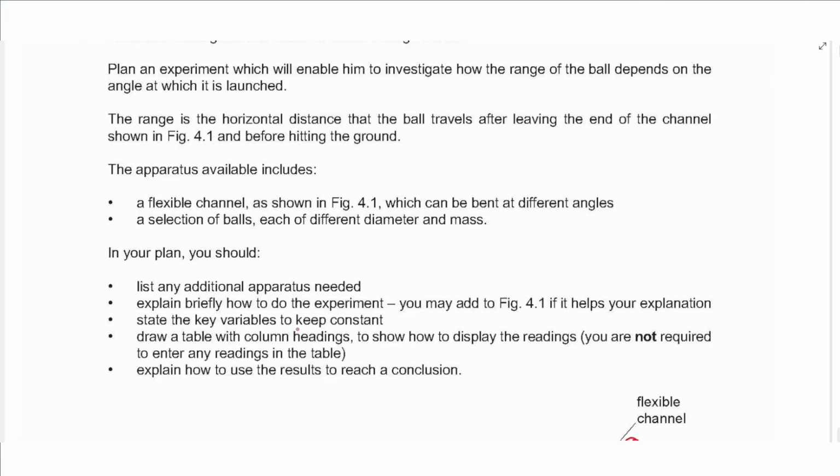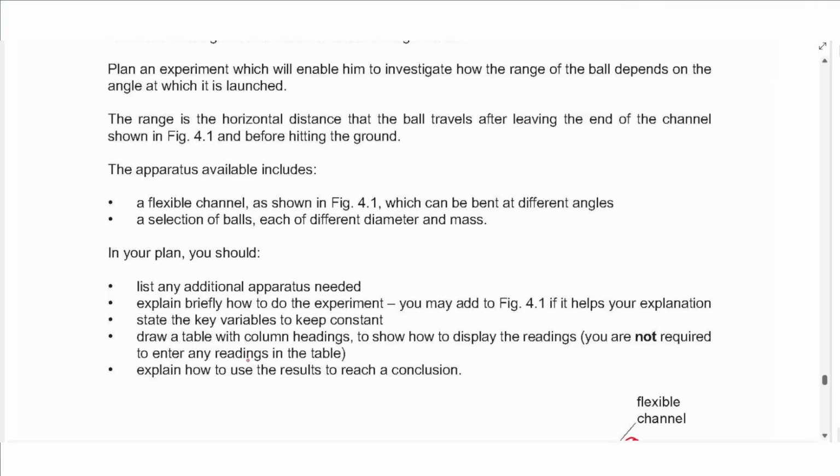State the key variables that you keep constant, that's the controlled variables. Draw a table with column headings to show how to display the readings. You are not required to enter any readings. You are always not required to enter any readings unless it says so, sometimes it says enter specific values between 0 and 200. Explain how to use the results to reach a conclusion. That's you either plot a graph or compare numbers.